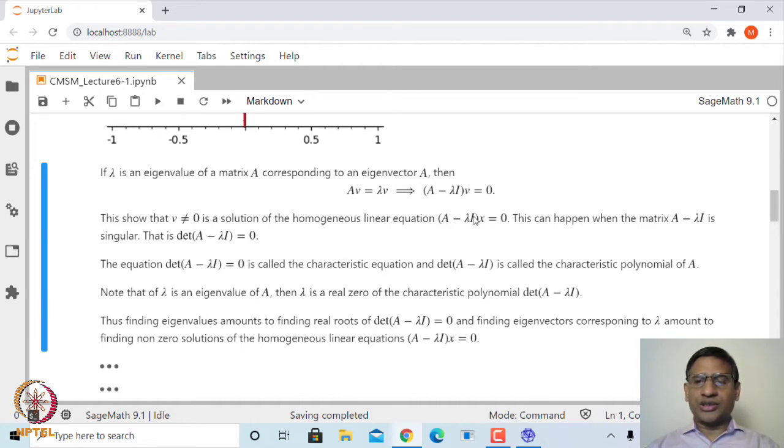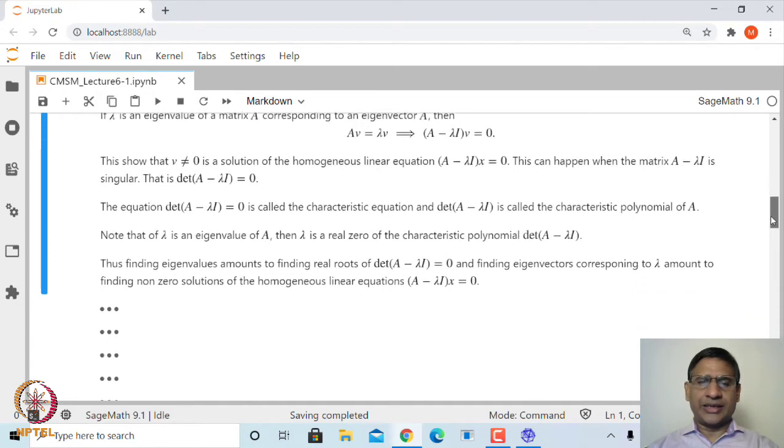So, this means that if v is an eigenvector of A with respect to eigenvalue lambda, then the determinant of A minus lambda I must be 0. Now, this determinant of A minus lambda I is known as the characteristic polynomial. If you write the determinant of A minus lambda I, it will be a polynomial in lambda, which is known as the characteristic polynomial, whereas the equation determinant of A minus lambda I equal to 0 is known as the characteristic equation of A.